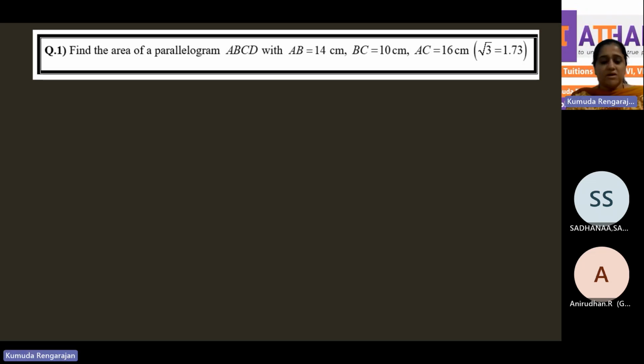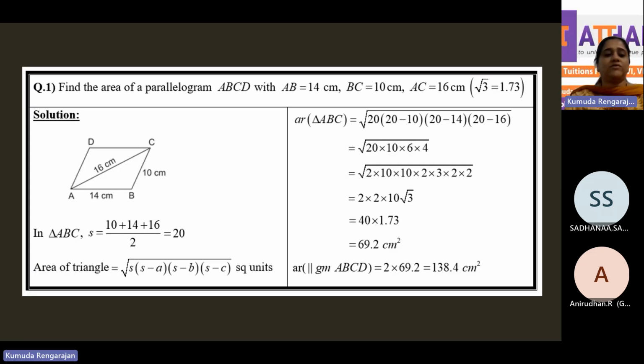The area of triangle ABC. So in triangle ABC, S is equal to this. Then you should write area is equal to area of triangle ABC. Once you write area of triangle ABC, that's enough. Then this is the area. Then what is this? Area of parallelogram ABCD. So that you should mention. Otherwise very good. All of you check your answer.